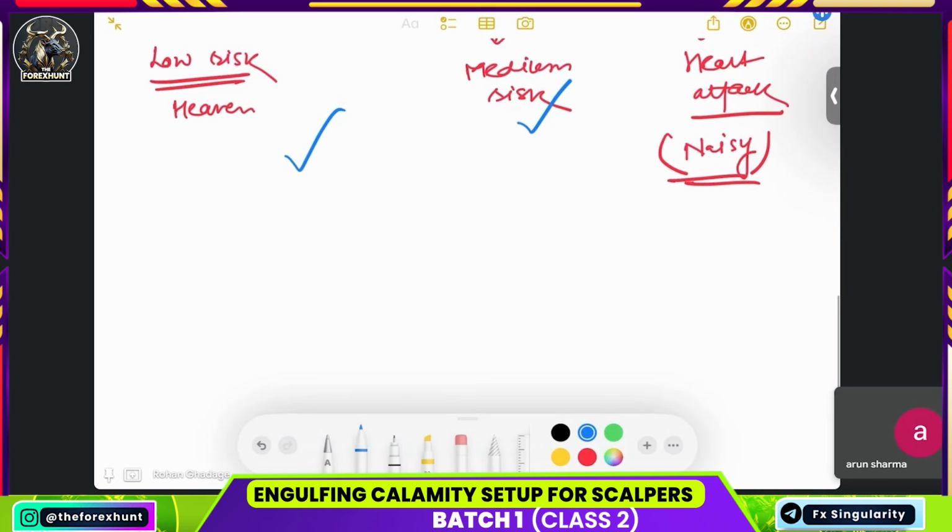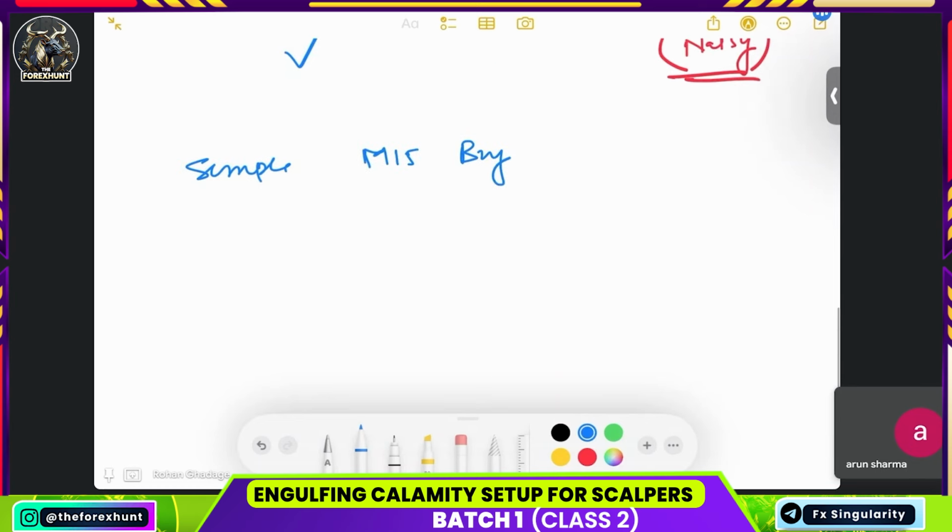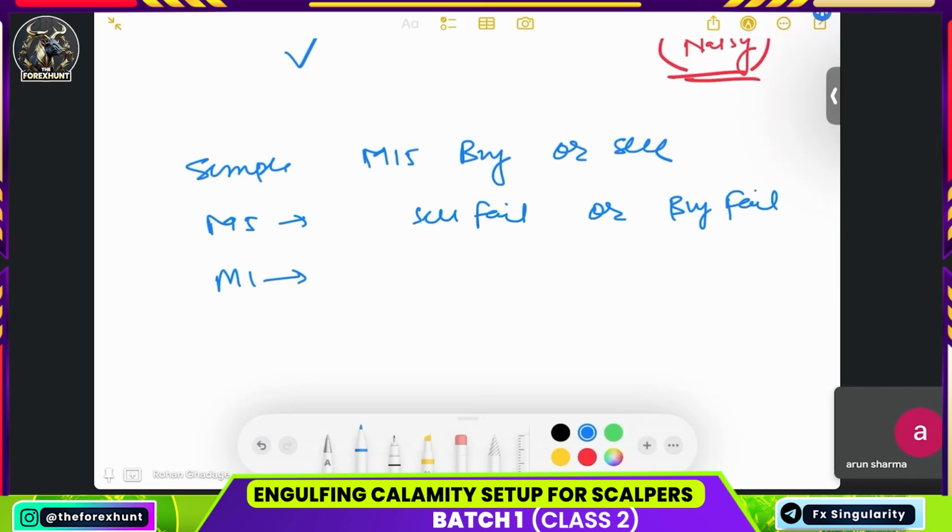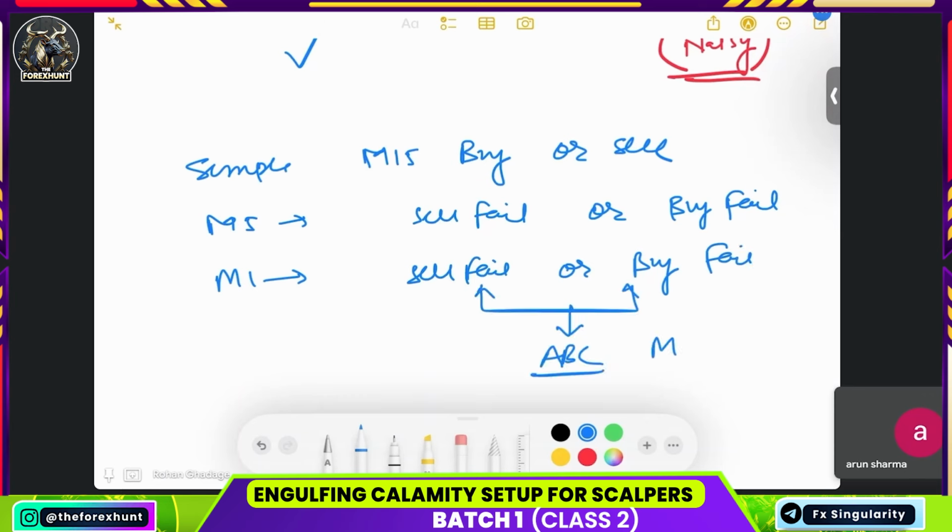What we have to look for is a simple M15 buy or sell. We have to look for M5 sell fail or buy fail. Same applies to M1 sell fail, buy fail, or, the most important to avoid some risks, ABC M1.